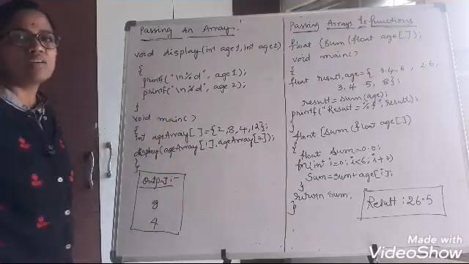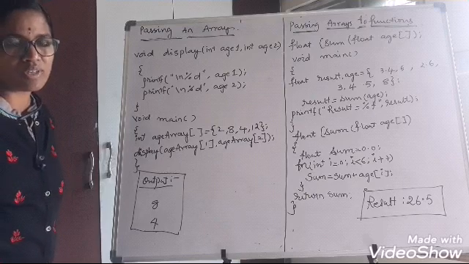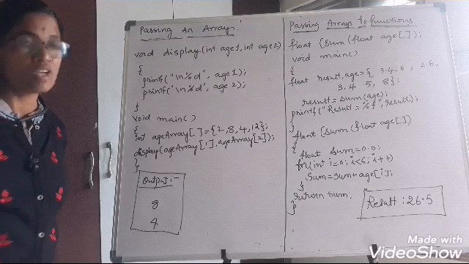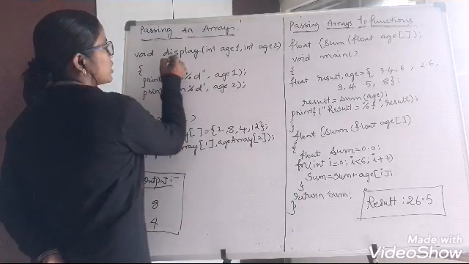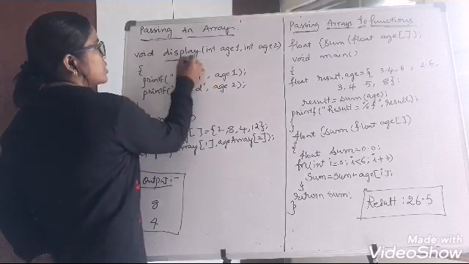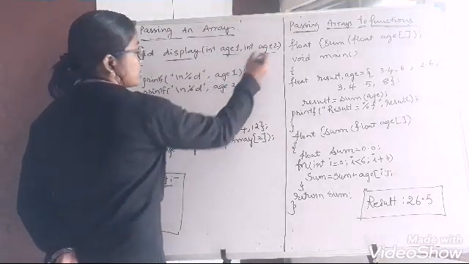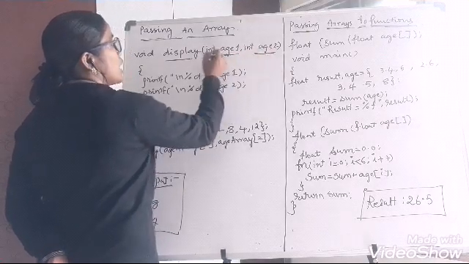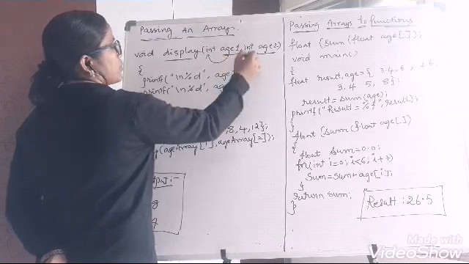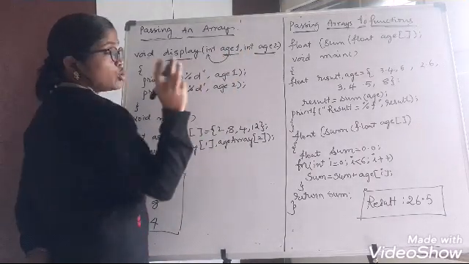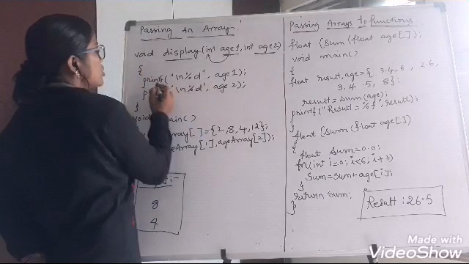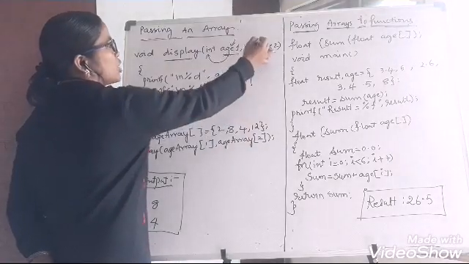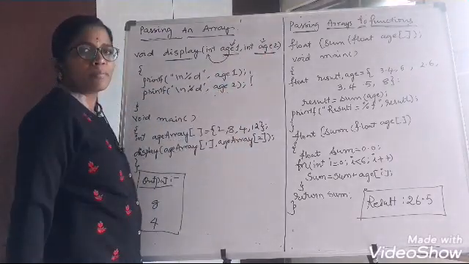So the next concept which we are going to learn today is arrays with functions. So how arrays can be involved in functions. Let's see. I am writing a function definition, display, where I am using two formal parameters, age1 and age2, which are of type integer. In that I want to display age1 and age2. So whatever comes here as age1 and age2, that will be printed out.